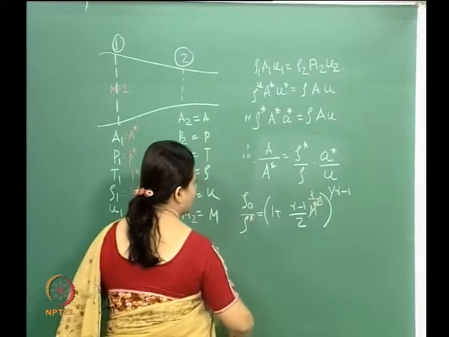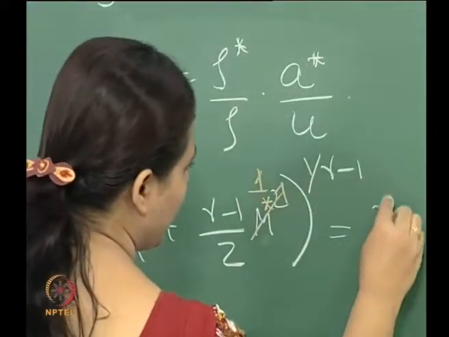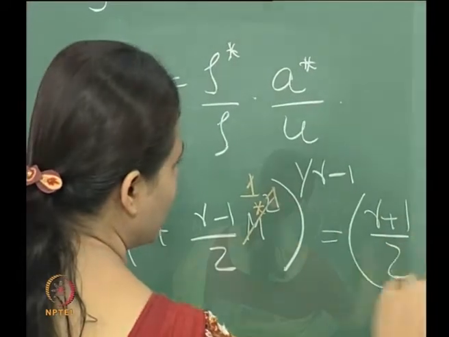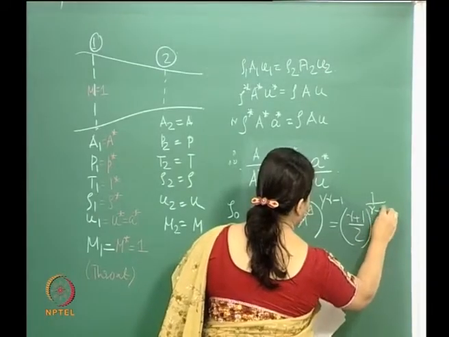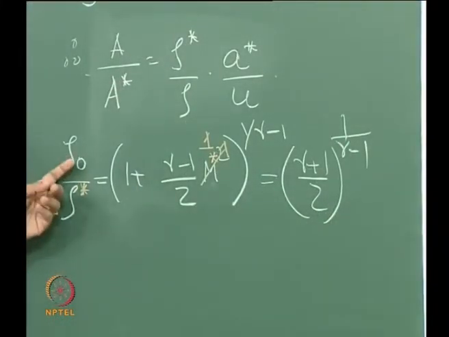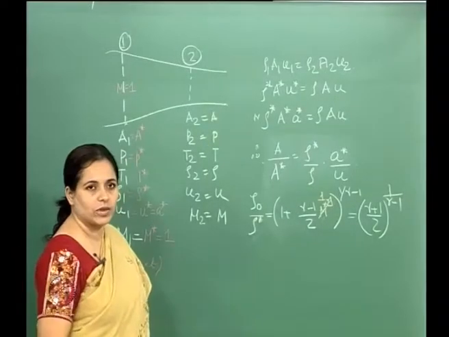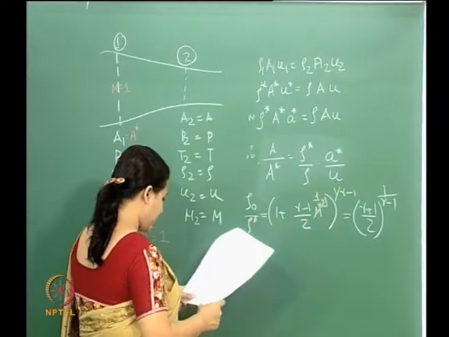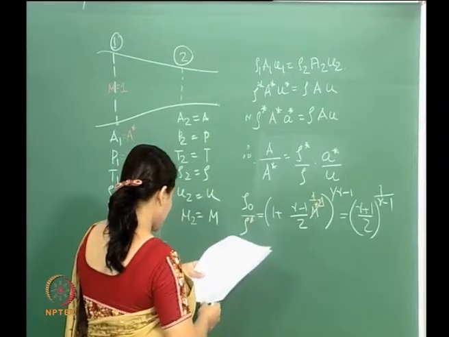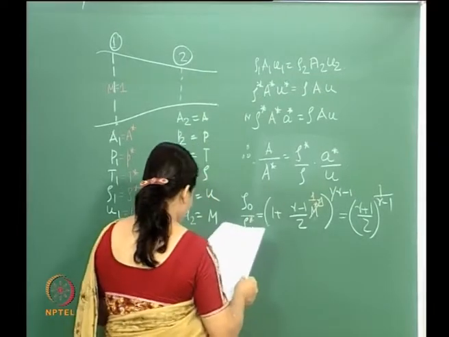So, what we are left with over here is this. What we get is (gamma plus 1) by 2 raised to 1 by (gamma minus 1). So, rho star by rho naught, or rho naught by rho star, is basically just a finite number for a given gamma. So, yeah, this is it.